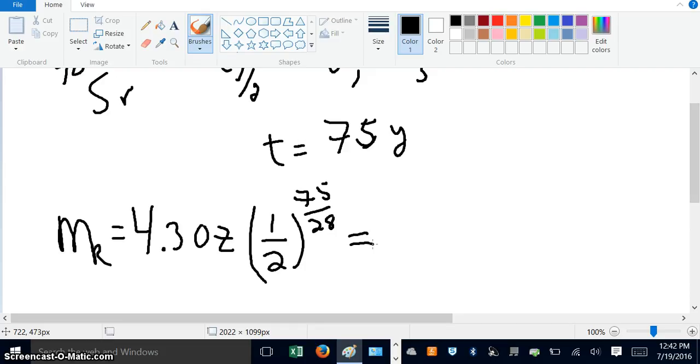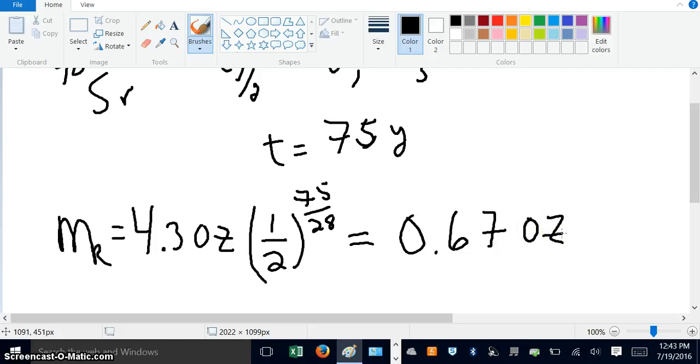So I'm going to do it exactly, raised to the 2.67857 and so on. So 1/2 raised to this power is about 0.156. I multiply that times the amount that I started with, the 4.3 ounces, and I get what's remaining after 75 years, which is 0.67 roughly, 0.672 or something like that. But that's fine, 0.67, and it's ounces.